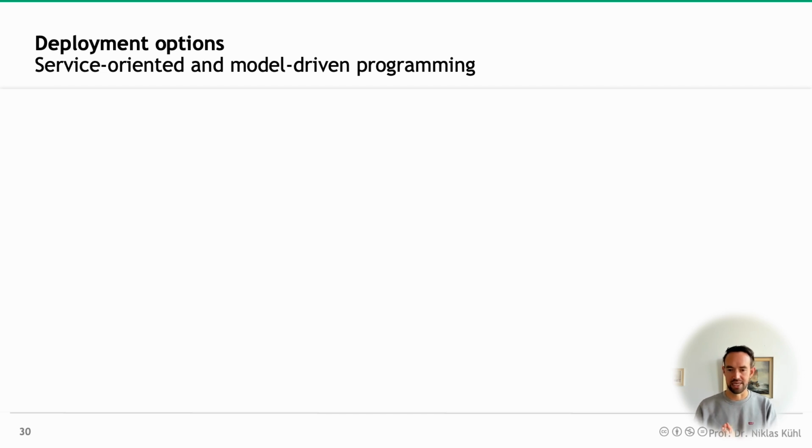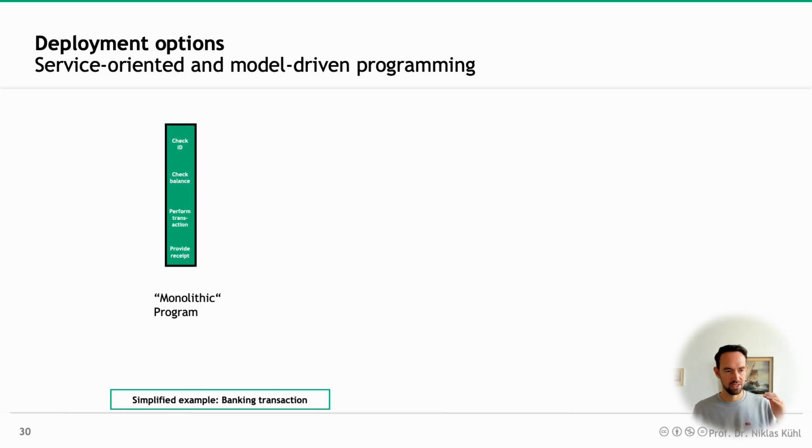Let's go back many years, 70 years, and look at the way that software engineering worked then. What we had there was called monolithic programming, or coders call it spaghetti code. And let's have a simplified example, the one of a banking transaction. So what the programmers would do here is they would have multiple checks, and those code would run from the top to the bottom. So it would check the ID of the customer, then check the balance on the banking account, then perform the transaction, and then provide a receipt, right?